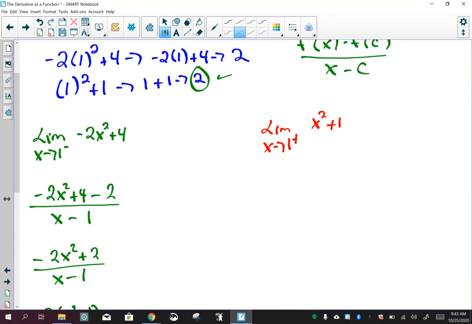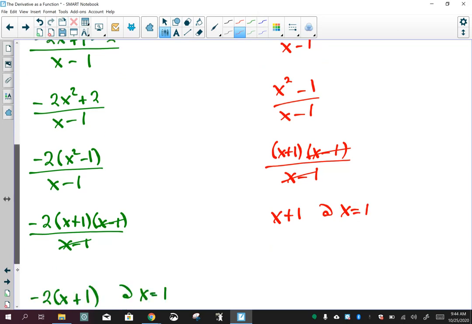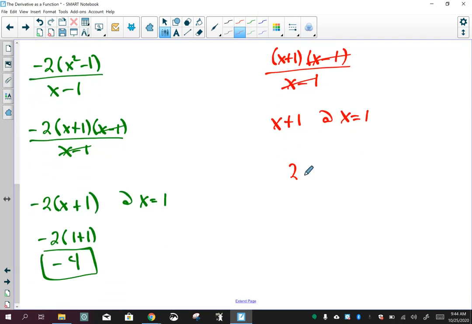So then, here we go. We have x squared plus 1, then minus the 2, all over x minus 1. So we have x squared minus 1, all over x minus 1. That gives us x plus 1, x minus 1, all over x minus 1. Those cancel, leaving me the x plus 1. And we want to run this at x equal to 1. And so when we do that, we get 1 plus 1, which is 2.